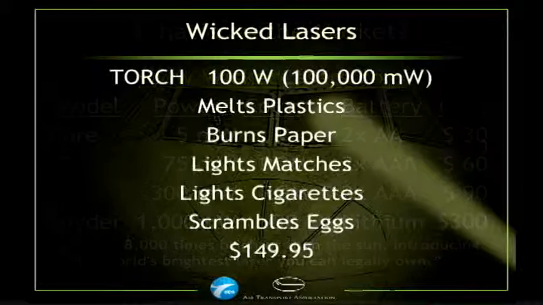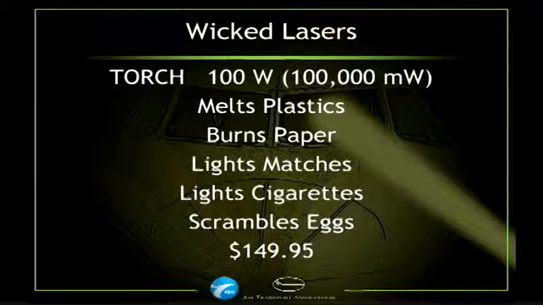So going on their site, they had the torch with a 100-watt laser. It advertises melting plastic, burning paper, lighting matches, lighting cigarettes, and scrambling eggs. And you can see that they have videos on their website of it doing all of that. But again, it's held very close. And it's available for $150.